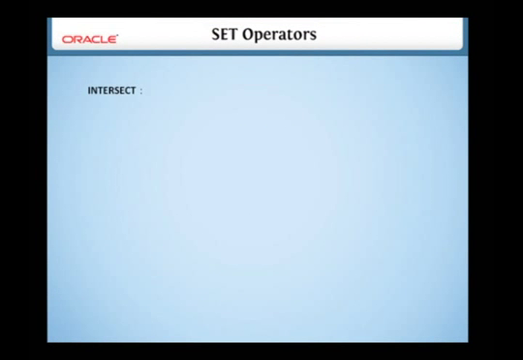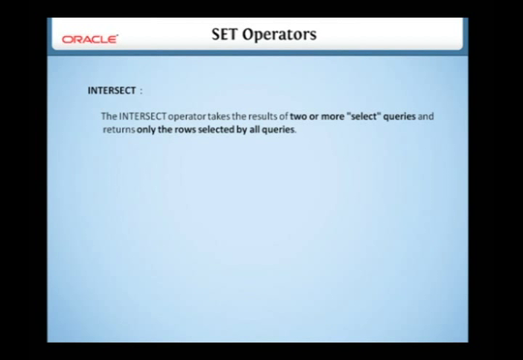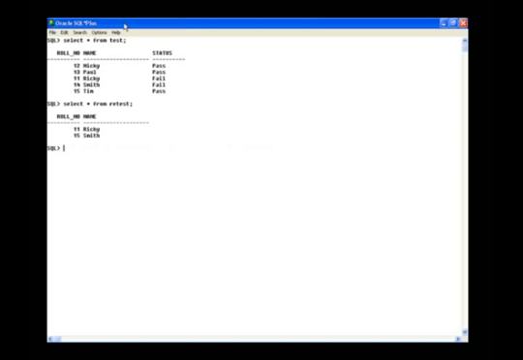Now we are going to discuss the intersect operator. The intersect operator takes the results of two or more select queries and returns only the rows selected by all queries. That is, it will return the rows which are present in all select statements. For example, if a record exists in one query and not in another, it will be deleted from the result. Have a look at this statement.